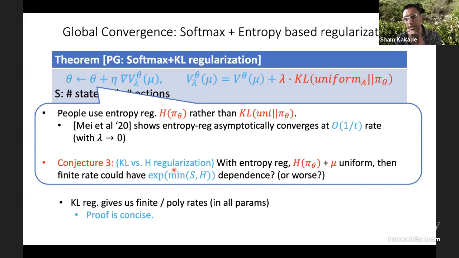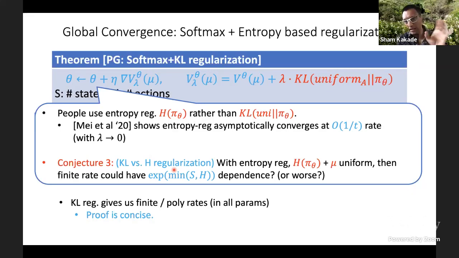Now, I do have a conjecture with regards to the dependence on the states and actions, the size of the state space or the horizon. Even if your starting distribution was uniform, so you don't have this exploration problem, I'm not convinced entropy regularization is strong enough to give you a rate that's polynomial in the number of states. I think there's some pretty bad collapsing. I'll come back to this with things we're missing.